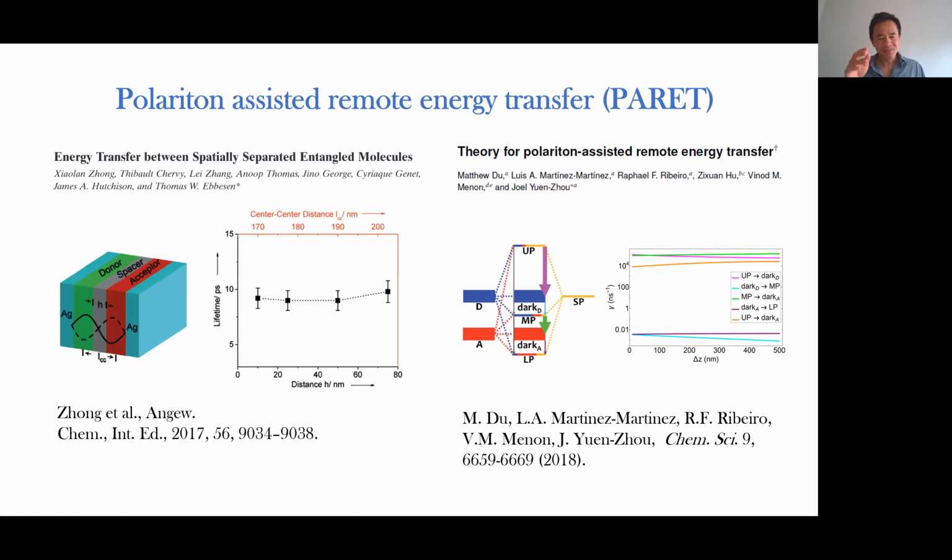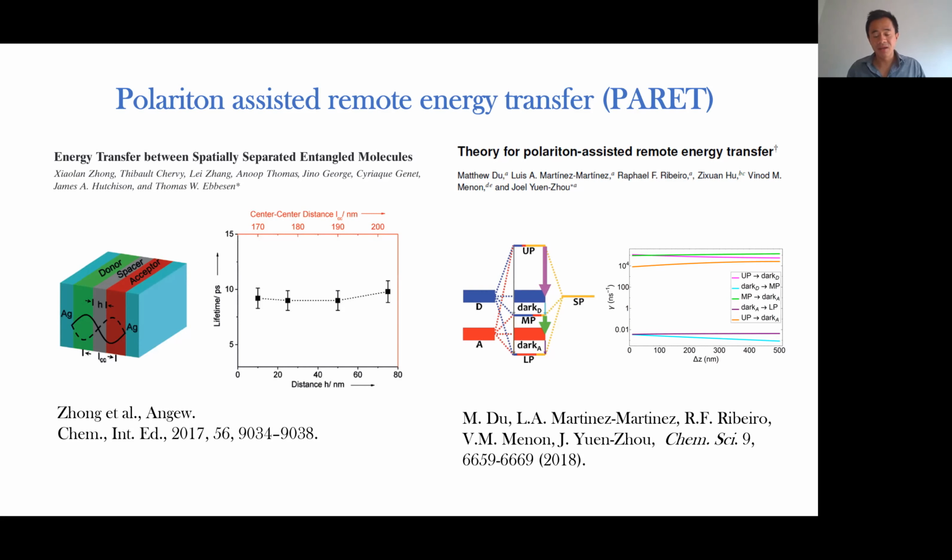So later on, the Evison group did the same experiment, but then they separated donors and acceptors, say across hundreds of nanometers, and they demonstrated that energy transfer happens even when the chromophores are far apart, even when the Förster radius is much smaller than the separation between the molecules.